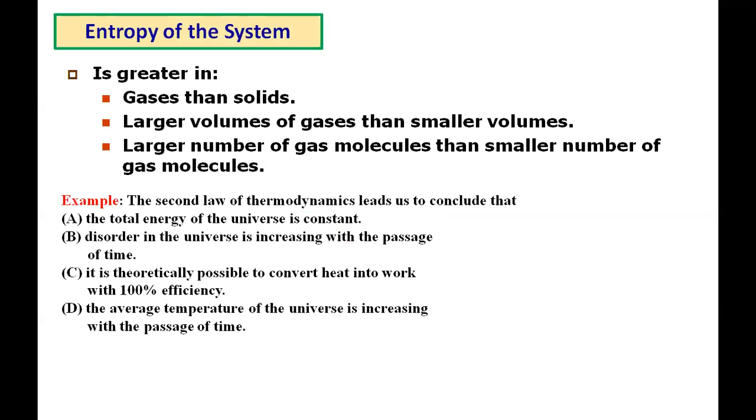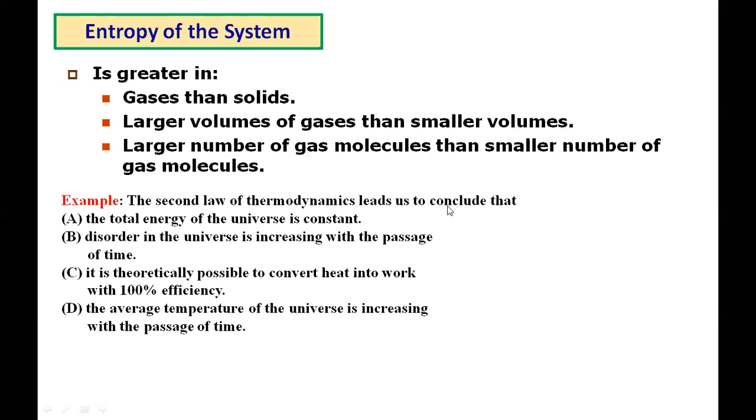So the entropy of the system is greater in gases than in solids. Also, larger volumes of gas have greater entropy than smaller volumes. A larger number of gas molecules gives greater entropy than a smaller number of gas molecules. So this is the entropy in the system. The gas is greater than solids, it is greater in larger volume than smaller volume, and it is greater with a larger number of gas molecules than a smaller number.